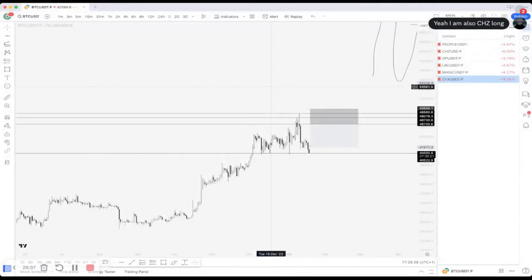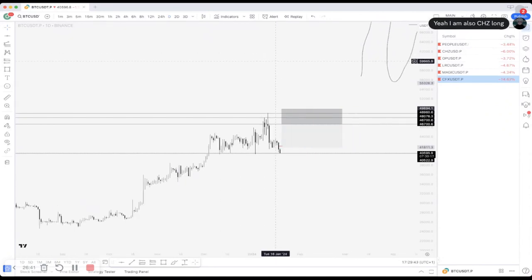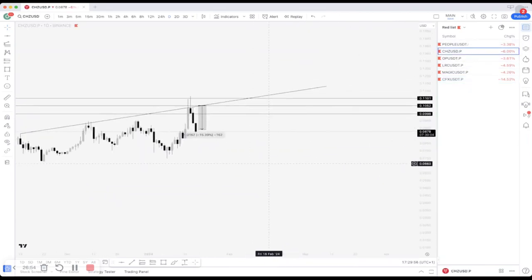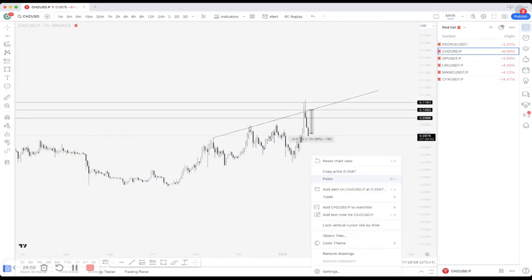Since we're at daily support bottom range, do you think longs would be a good idea? Yes. I am long. I have a long limit on Bitcoin on 40,000. Currently looking at CHZ long entry market. Could you look at CHZ? Yes, I can. Of course, I can. I shorted this and it worked out well.